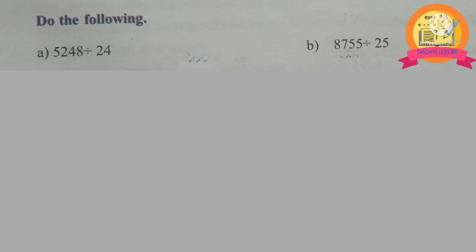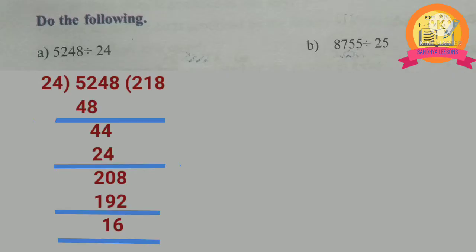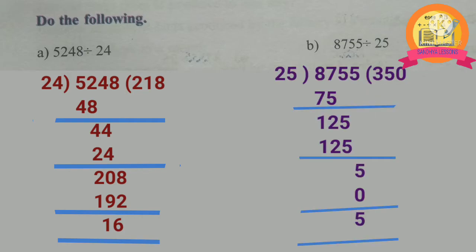Next Roman, do the following. First problem is 5248 divided by 24. After dividing 5248 with 24, we get the quotient 218 and remainder 16. B problem, 8755 divided by 25. After dividing 8755 with 25, we get the quotient 350 and remainder 5.